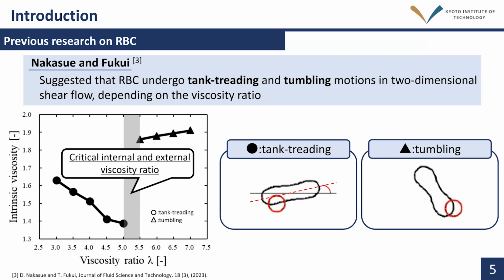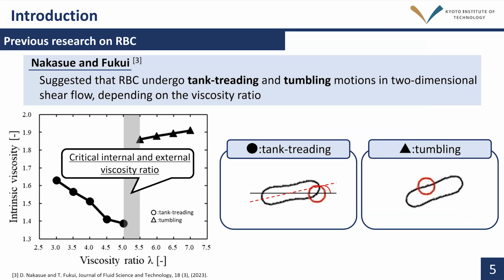In previous research, Nakaaki and Fukui suggest that RBC undergo tank-treading and tumbling motions. This figure shows the relationship between viscosity ratio and intrinsic viscosity. RBC shows tank-treading motion when lambda is between 3 and 5. RBC shows tumbling motion when lambda is between 5.5 and 7. Then the critical internal and external viscosity ratio is the viscosity ratio that is the point of change in this motion, this black line.